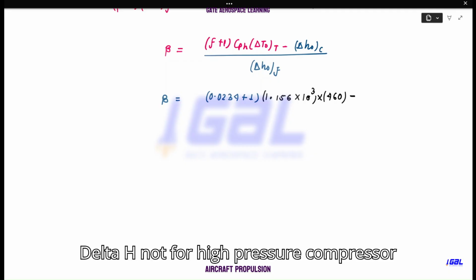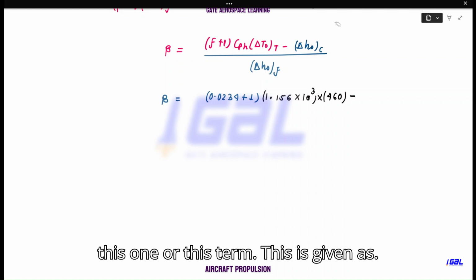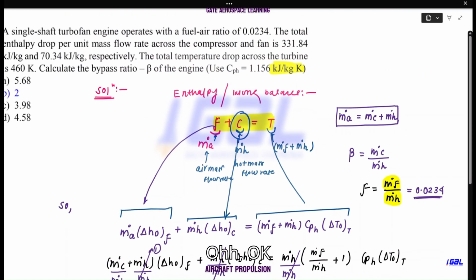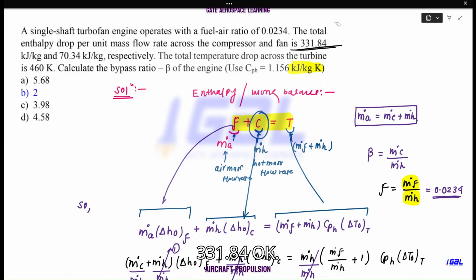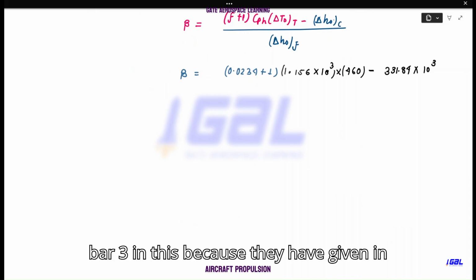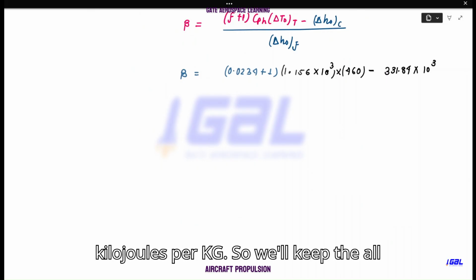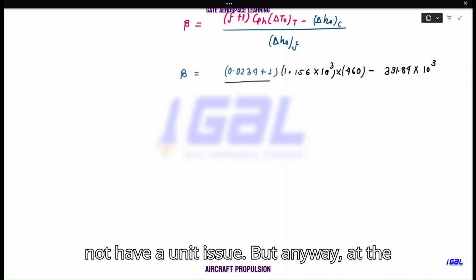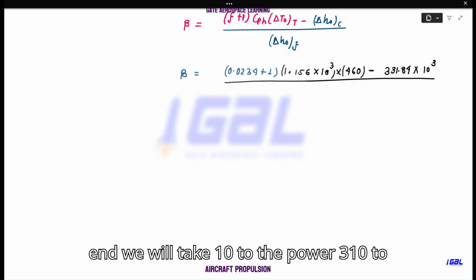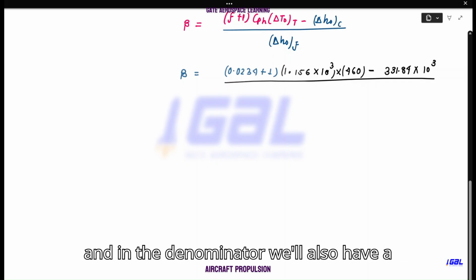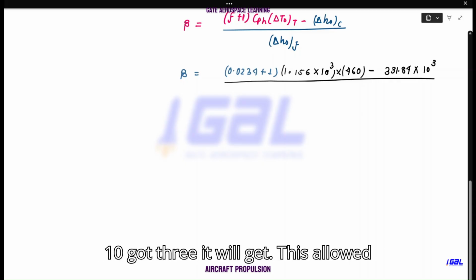Now delta H naught for the high pressure compressor, this term, is given as 331.84. Again you have to multiply by 10 to the power 3 in this, because they have given it in kilojoules per kg, so we'll keep all the terms in joules per kg, so that there will not be a unit issue. But anyway, at the end we'll take 10 to the power 3 common from the numerator, and in the denominator we'll also have a 10 to the power 3. It will get cancelled out.